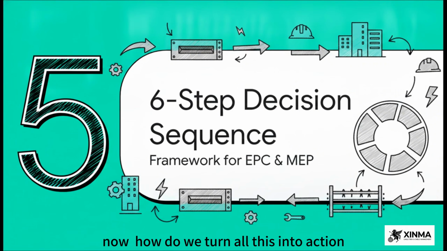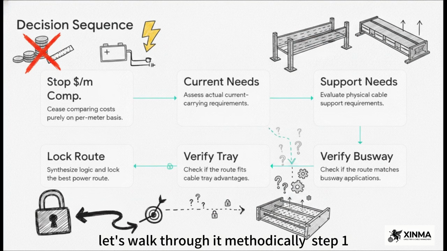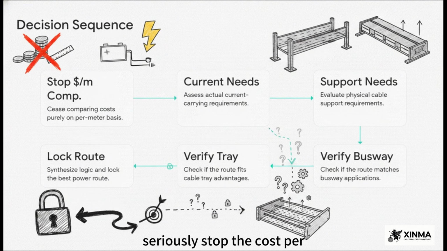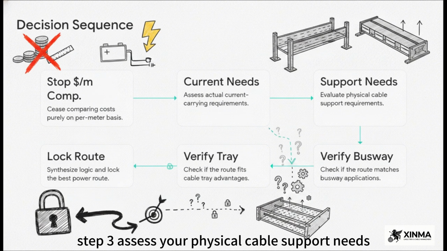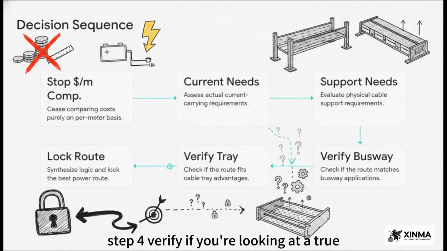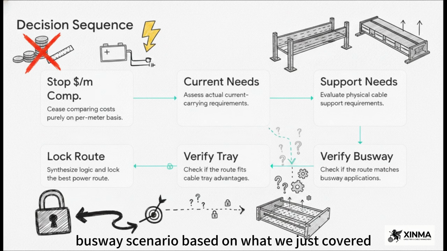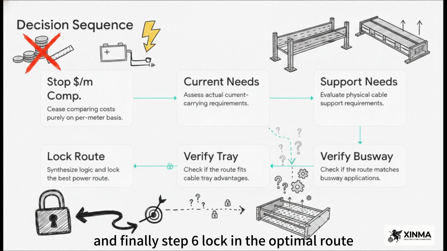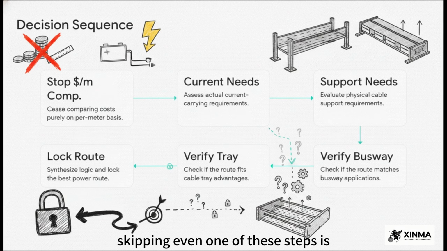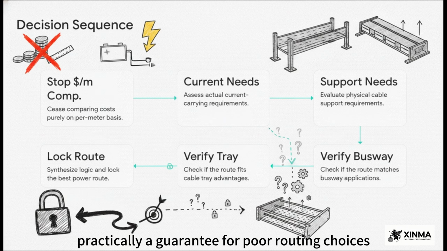Now, how do we turn all this into action? That brings us to part 5, the 6-step decision sequence, purpose-built for EPC and MEP teams. This is your ultimate pre-lock checklist. Let's walk through it methodically. Step 1, seriously stop the cost per meter comparisons right now. Step 2, accurately assess your actual current carrying needs. Step 3, assess your physical cable support needs. Step 4, verify if you're looking at a true busway scenario based on what we just covered. Step 5, do the exact same verification for cable tray scenarios. And finally, Step 6, lock in the optimal route. Skipping even one of these steps is practically a guarantee for poor routing choices.